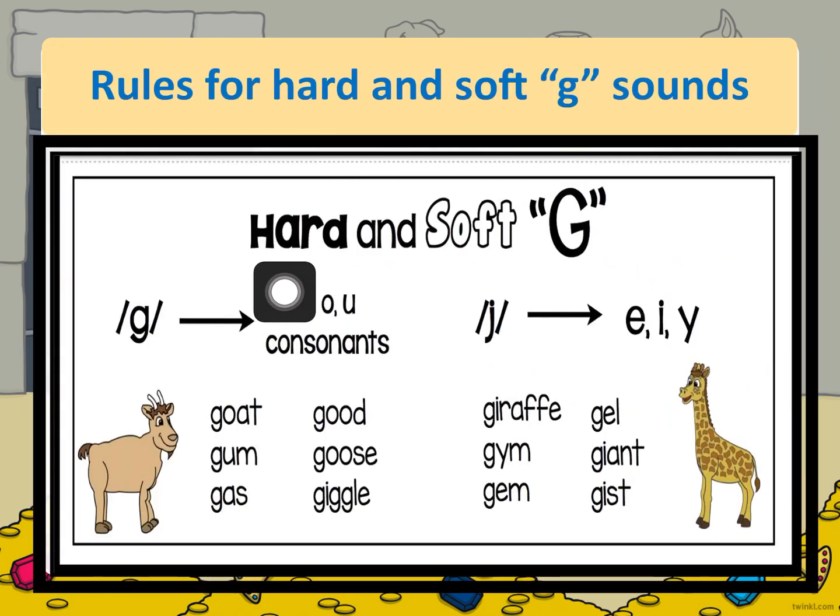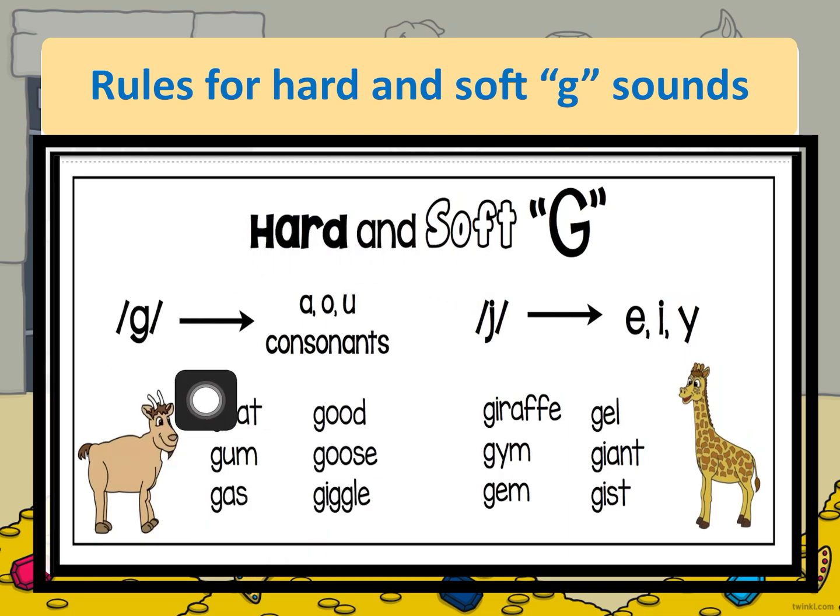So here's the difference between our hard and soft G's. Our hard G comes before letters A, O, and U. These are our vowels, A, O, and U. So look over here. This is the word goat. And it's a hard G. It's not a J. It's not jote. It is G. Goat. It's hard. That's the difference between hard and soft G. Hard sounds like G. Say G. Well done. And the soft G sounds like J.